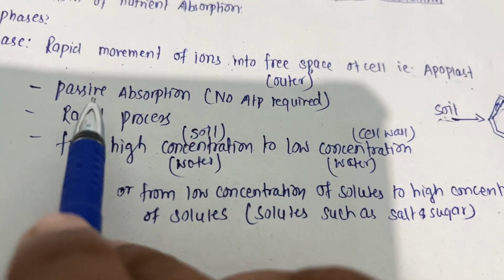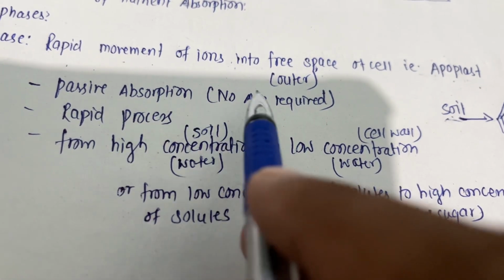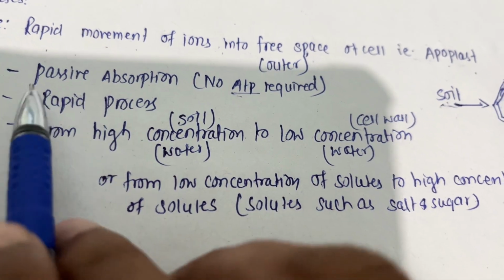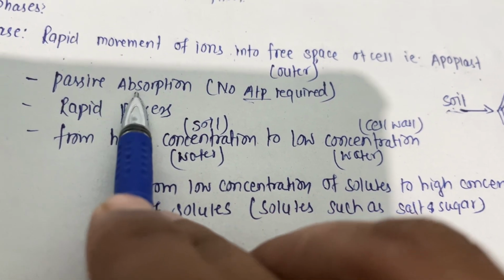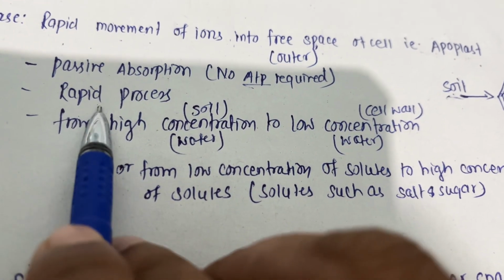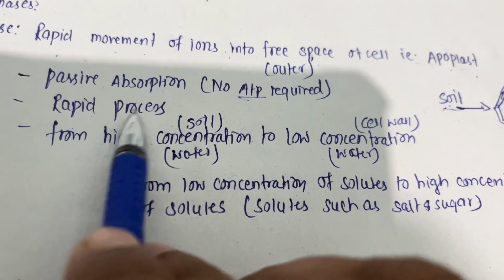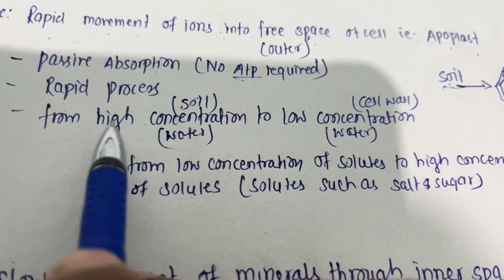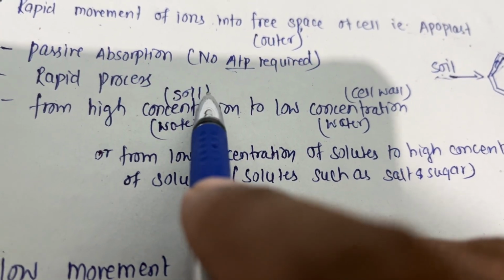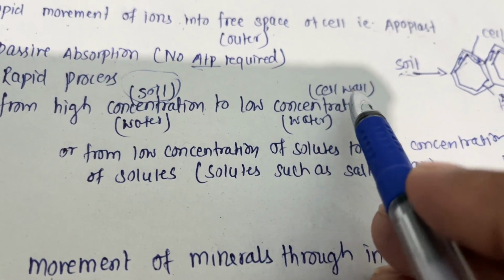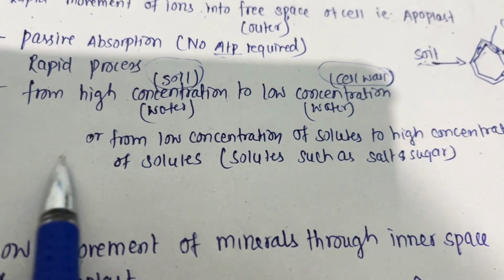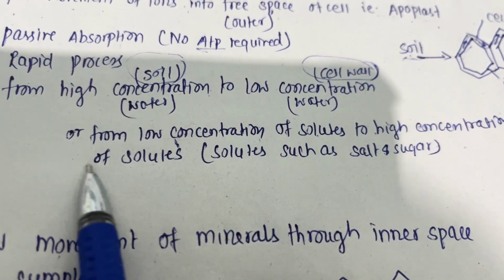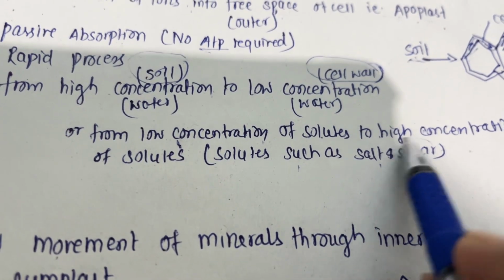In this process, there is no requirement of ATP, or metabolic energy is not required, and so this is also called passive absorption. This process is the rapid or continuous process, and the nutrient moves along with water from high concentration, that is the soil, to the low concentration of cell wall, or from the low concentration of solute to high concentration of solutes. Here solute means the salt or sugar.